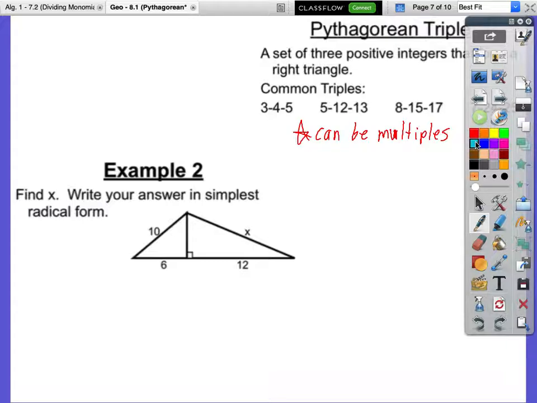Wait, so for example 2, since it's 10 and 6 squared, would it be a equals 6 squared plus b squared plus 10 squared? Alright, can you figure that out?